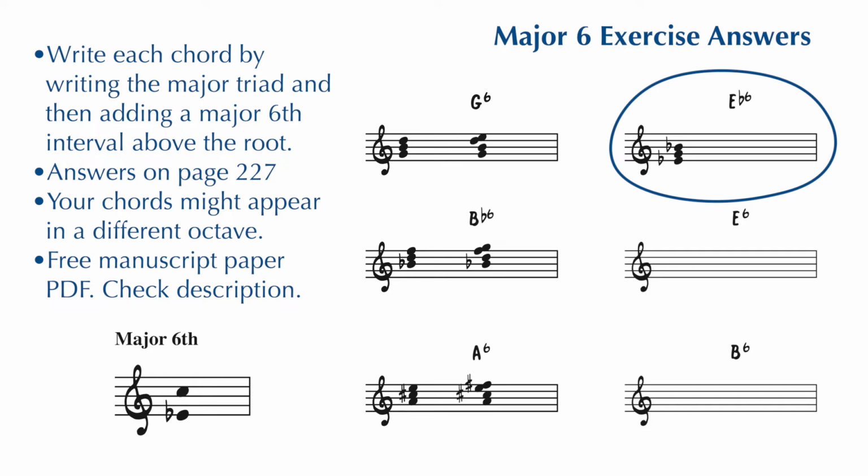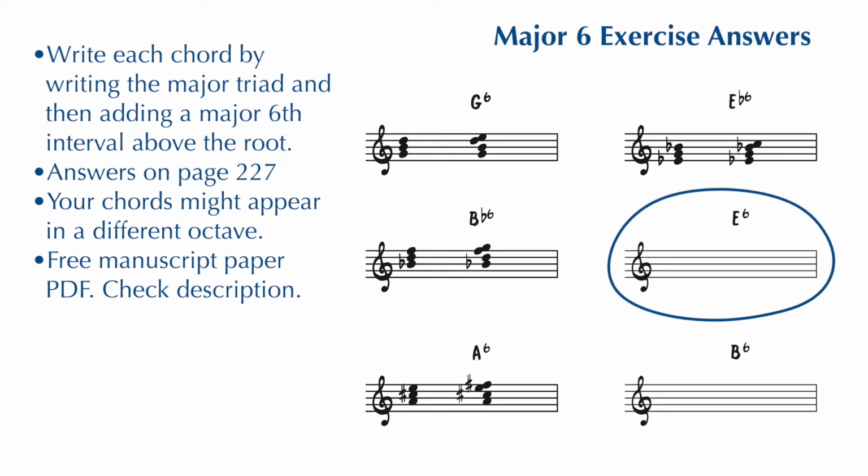The root is E flat. Major 6 above E flat is C. Stack them all up. We have E flat, G, B flat, and C, or E flat 6.